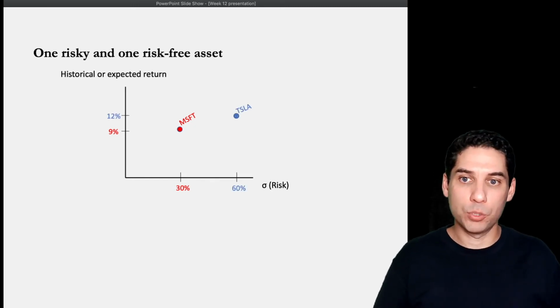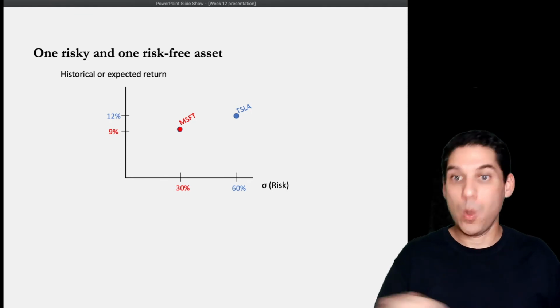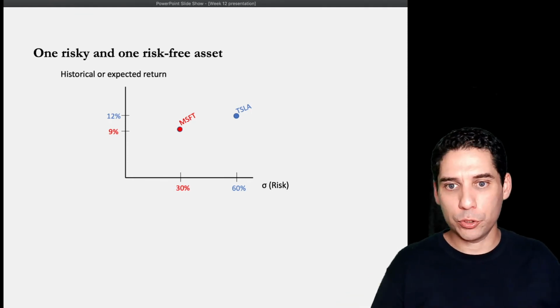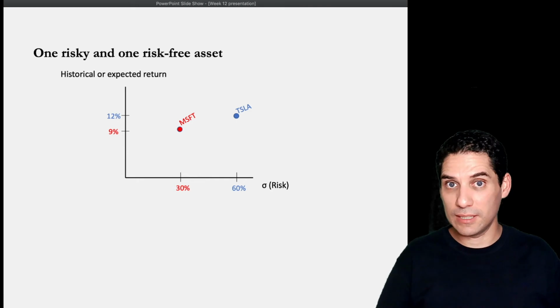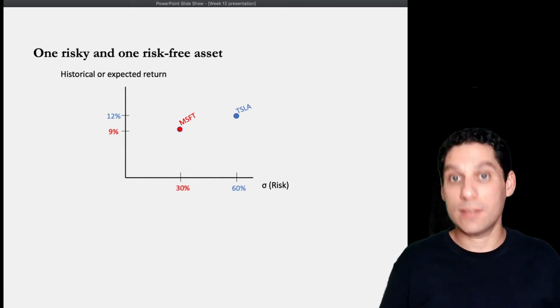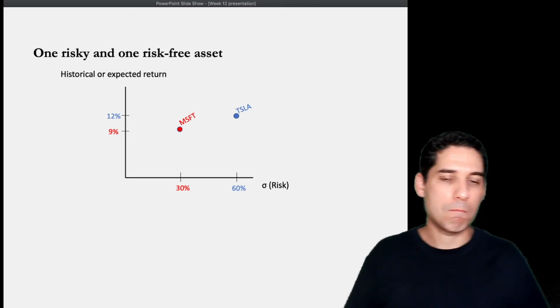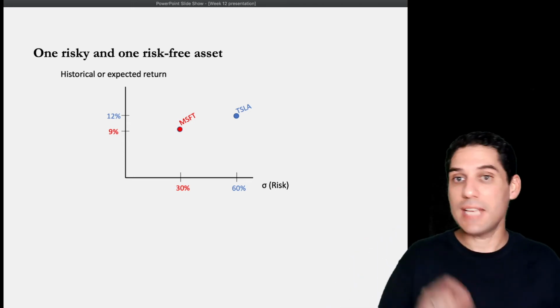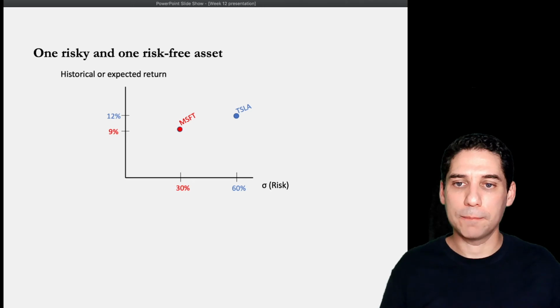Now, if we put Tesla, it had 12% expected return and 60% volatility, with uncertainty. So the intersection of that is where Tesla is. So these are our two risky assets that we have, right?